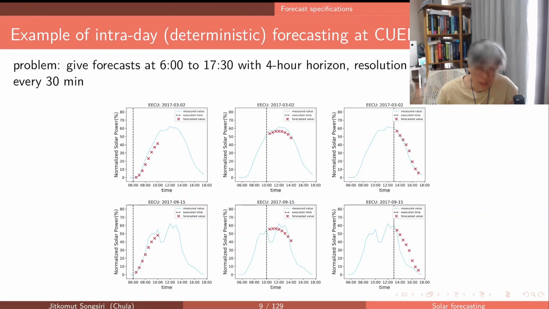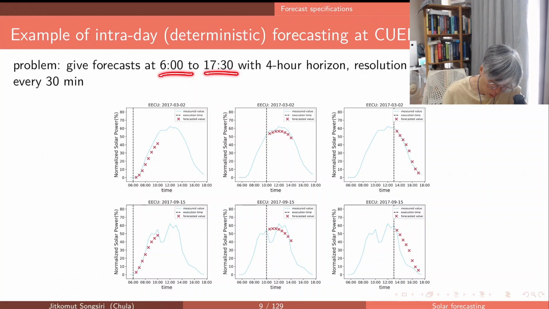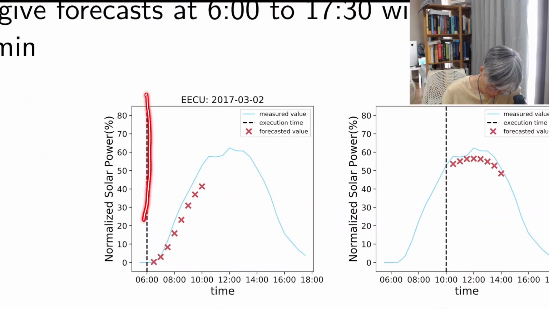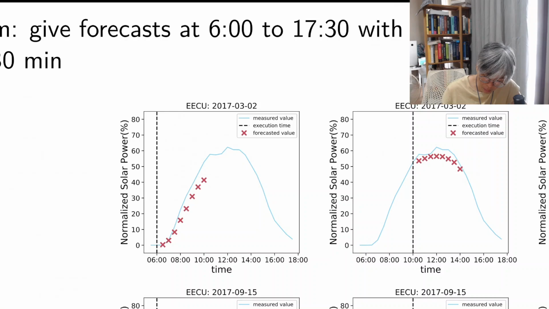Now on this slide, I give you an example of how the model performs. The problem is to give the forecast starting at 6 a.m., with a 4-hour horizon, a resolution of 30 minutes, and a forecast at every 30 minutes. So at 6 a.m., I'm going to provide a forecast with a 4-hour horizon, which would end at 10 a.m.